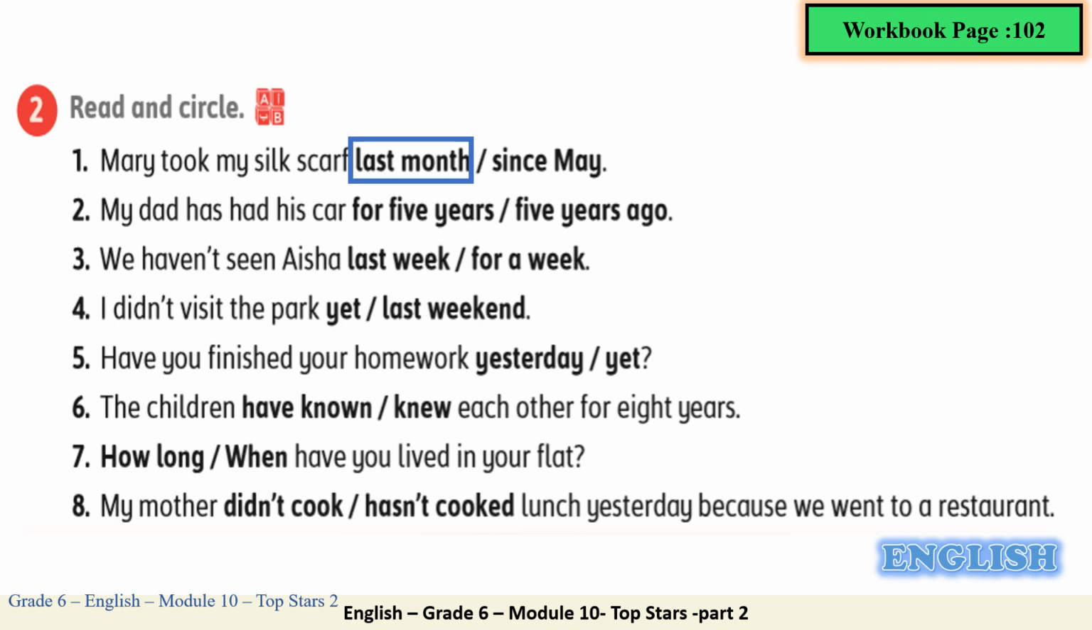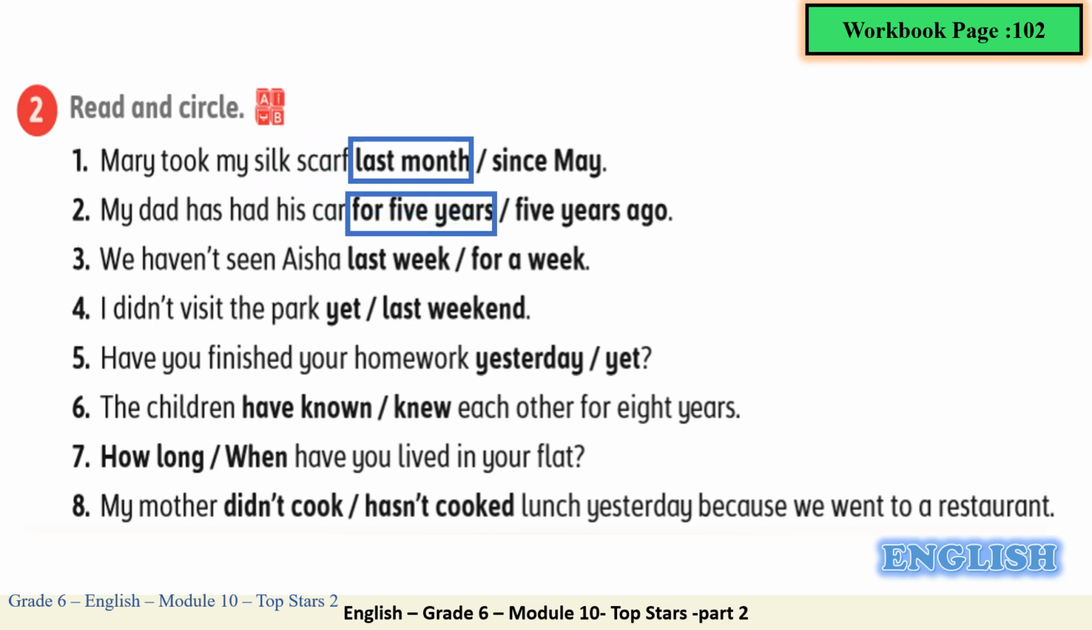Now, number 2, my dad has had his car for 5 years or 5 years ago. For 5 years, yes, this is present perfect simple time expression. 5 years ago, this is past simple time expression. So we go back to the verb, has had. This is very good. This is present perfect simple. So the correct answer is for 5 years.